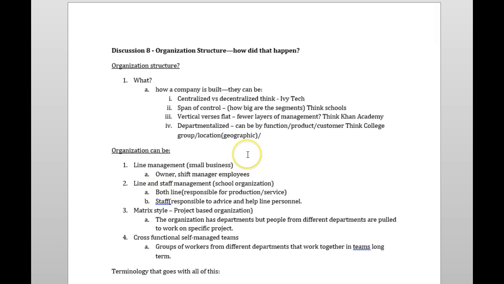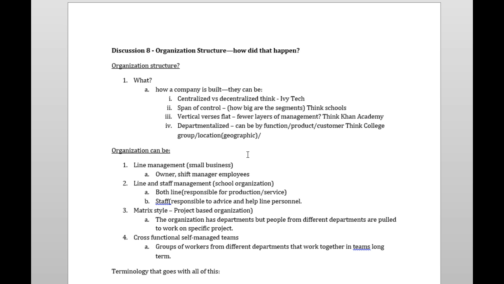Ready, set, go. Here we are at discussion 8, and it's on organization structure and how did that happen. Did you ever wonder why organizations are designed the way they are? Well, maybe we'll get to the bottom of it here pretty quick.